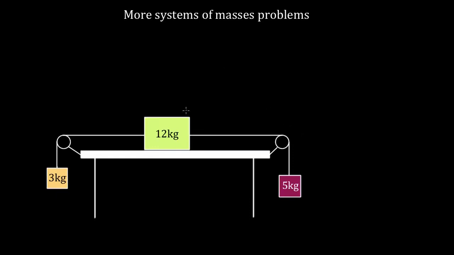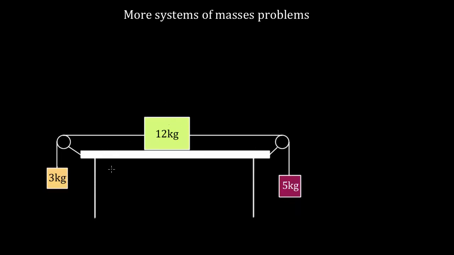So check out this problem. You've got a 12 kilogram mass sitting on a table, and on the left-hand side, it's tied to a rope that passes over a pulley, and that rope gets tied to a 3 kilogram mass. And then on the right side of this 12 kilogram box, you've got another rope, and that rope passes over another pulley on the right and is tied to the 5 kilogram box over here. The question is, what's the acceleration of the 12 kilogram box?